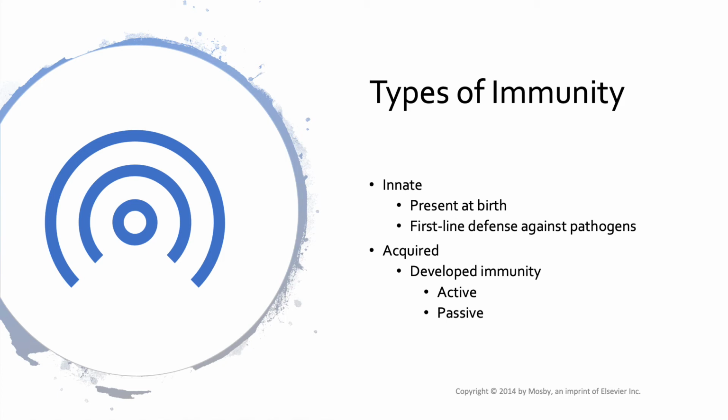So just to quickly review the types of immunity, the innate immunity is present at birth. This is your first-line defense against pathogens. That's your IgM. Acquired immunity is developed. You can have active or passive. And remember, active immunity would be you got the disease and now you have the antibodies, or you got the immunization and now you have the antibodies. The passive immunity would be gamma globulin, for instance. We just give you immunity to a lot of things. We give you concentrated antibodies.